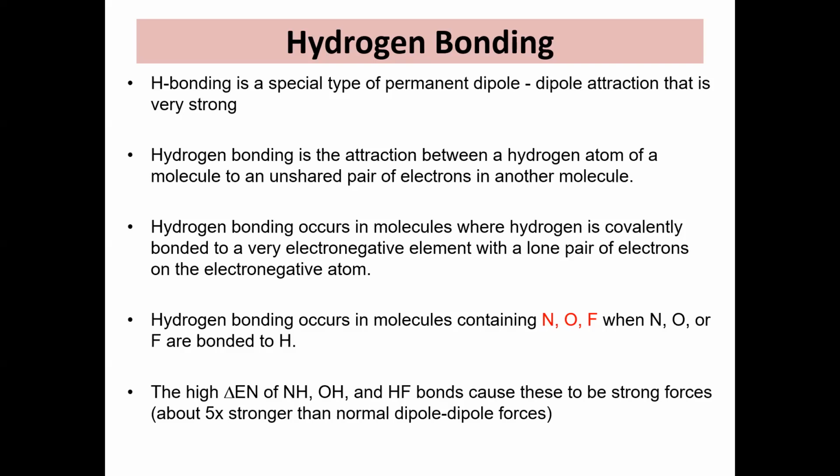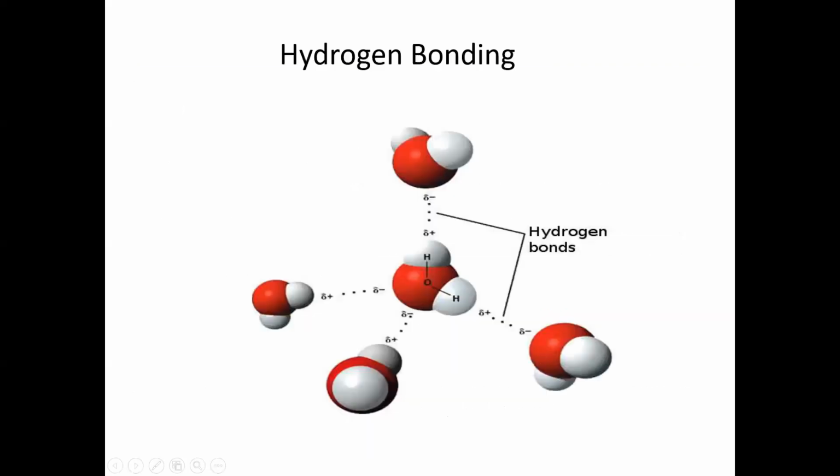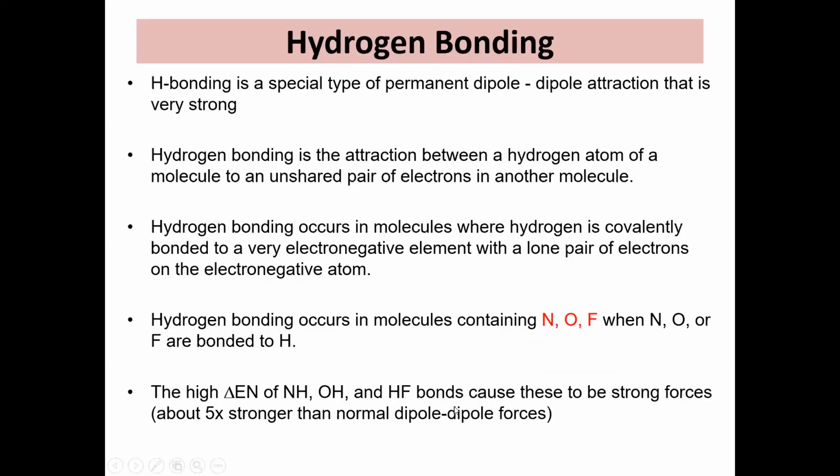So hydrogen bonding would always occur in molecules that contain nitrogen, oxygen, and fluorine. And looking at these three atoms on the periodic table, they are the most electronegative elements on the periodic table. Because if you look at the periodic table, electronegativity increases as you go from left to right.